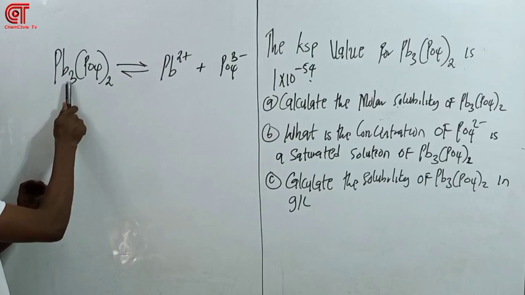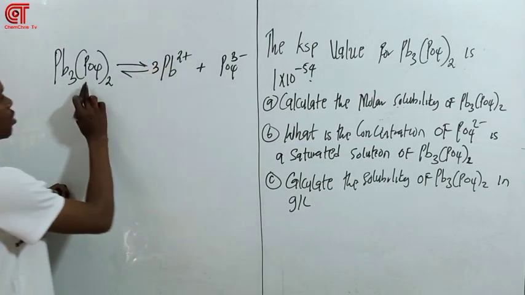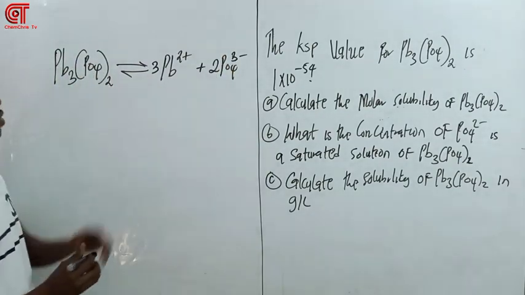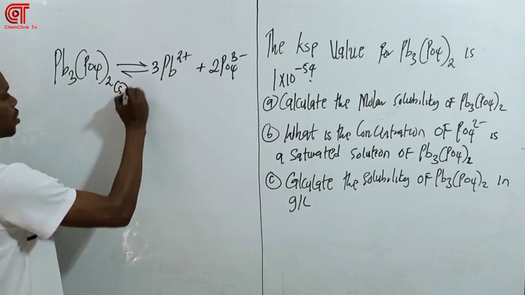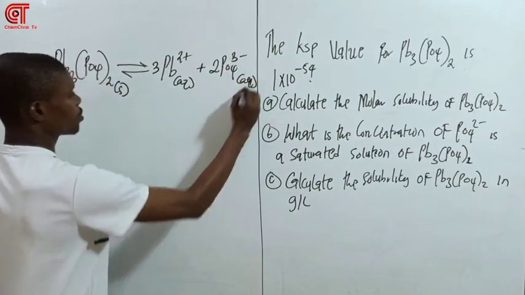How many lead atoms do you have here? 3. So you have to put 3 on the Pb2+. PO4, how many do you have? You have to put 2 here, right? So it's balanced. Now write the Ksp expression. Remember, this one is solid and these are aqueous.